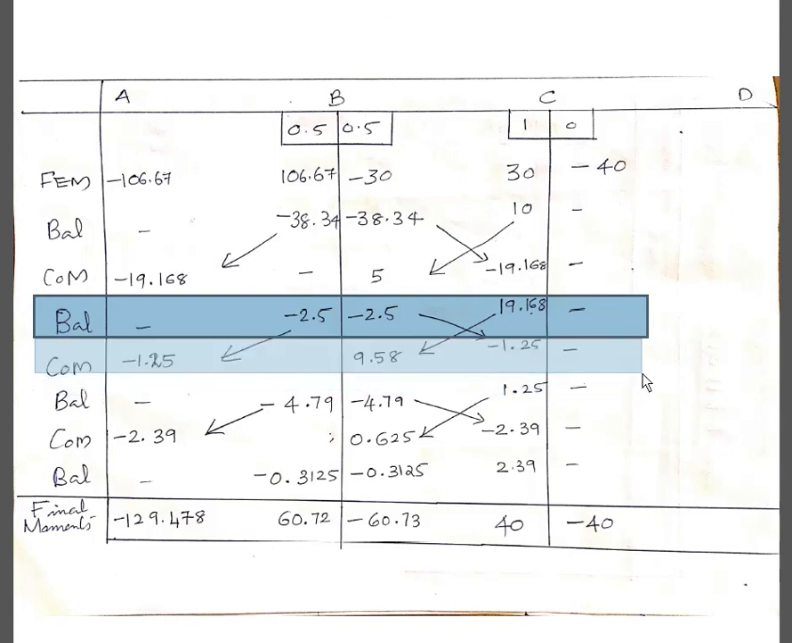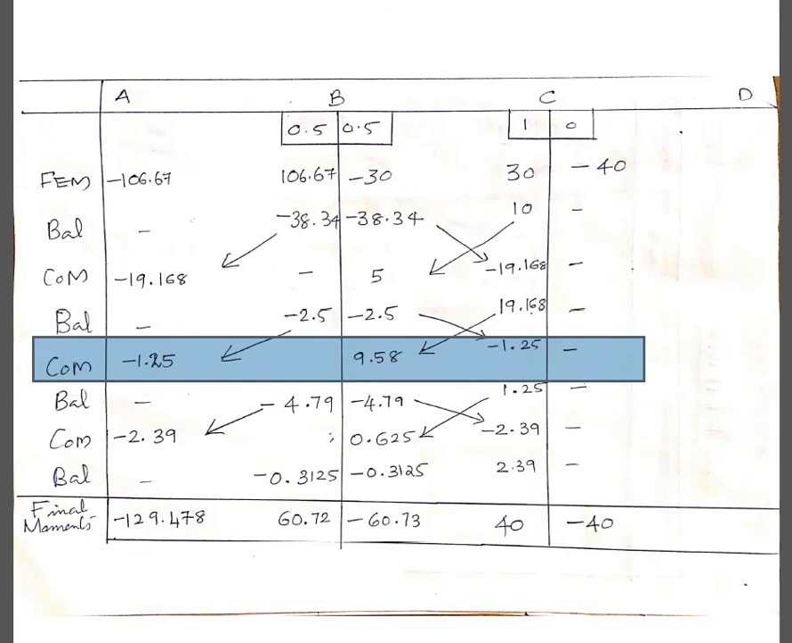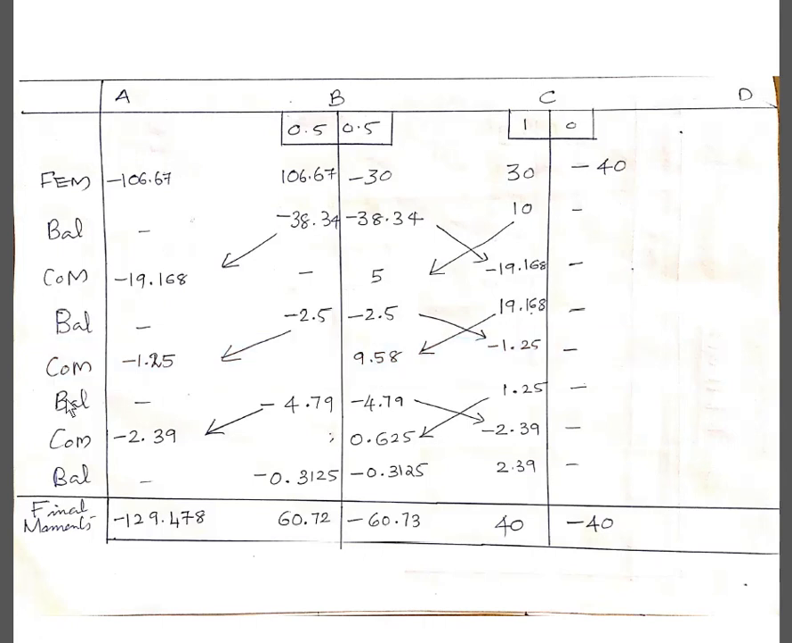So from B to A, it is minus 2.5 by 2, minus 1.25. So then from B to C, it is again minus 1.25, and from C to B, it is 19.168 divided by 2, 9.58. So one more cycle is over. Then we have to balance the moments and see if we can stop it here.